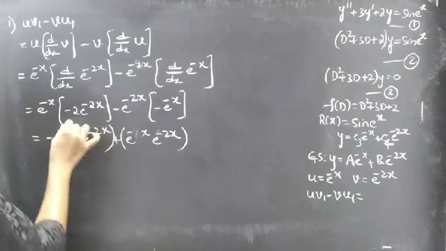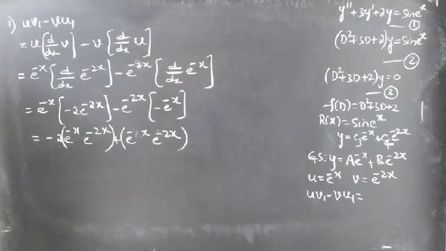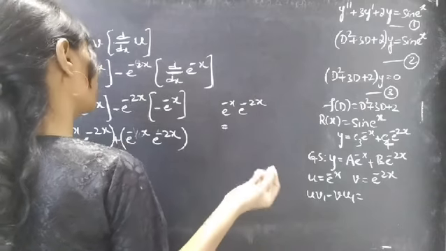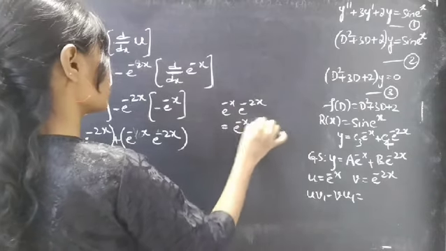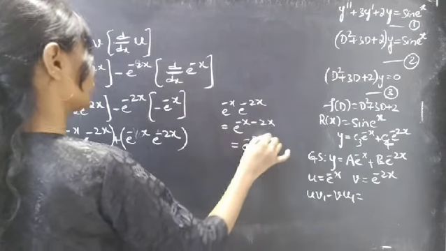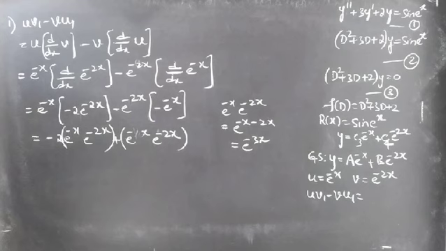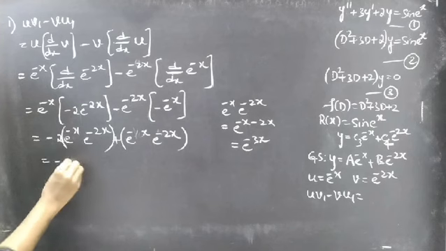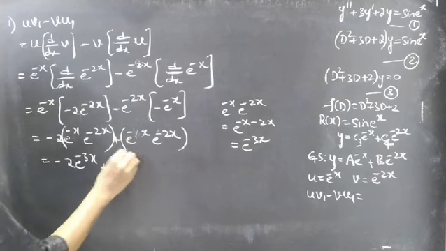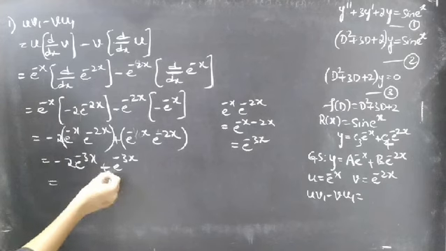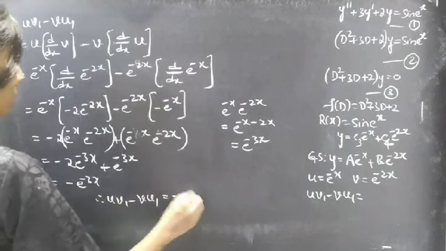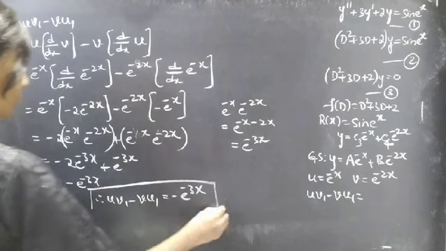See, we have e power minus x into e power minus 2x in both the terms. Let's replace it. We can write e power minus x into e power minus 2x as e power minus x minus 2x, which gives us e power minus 3x. Let's replace e power minus x into e power minus 2x with e power minus 3x. We'll get minus 2 e power minus 3x plus e power minus 3x, which is minus e power minus 3x. Therefore, uv1 minus v1 u equals minus e power minus 3x.